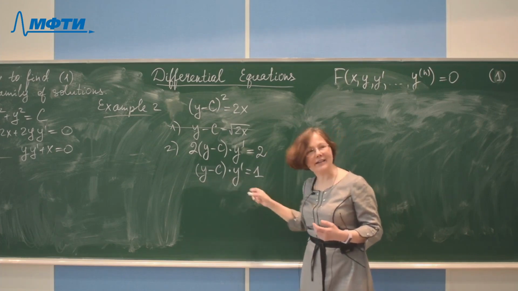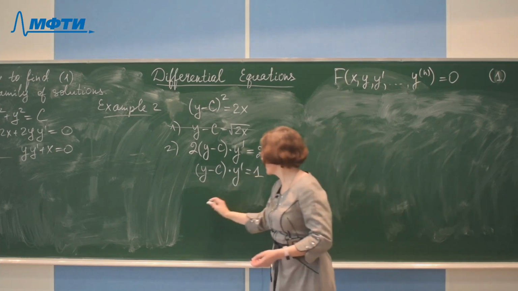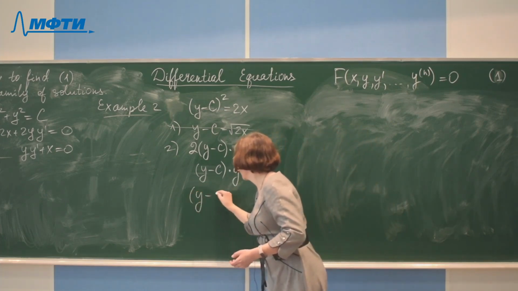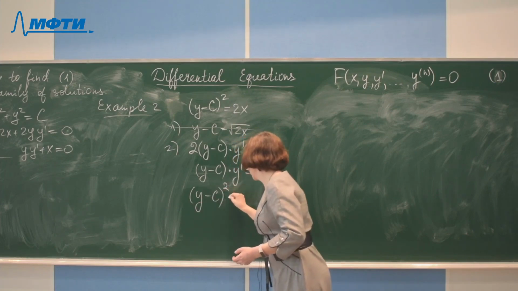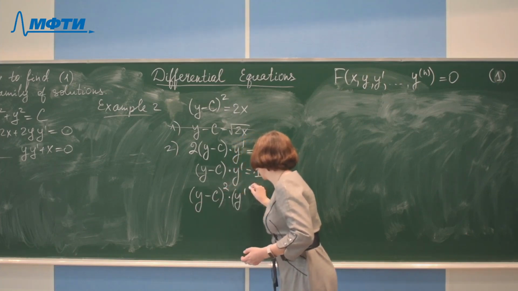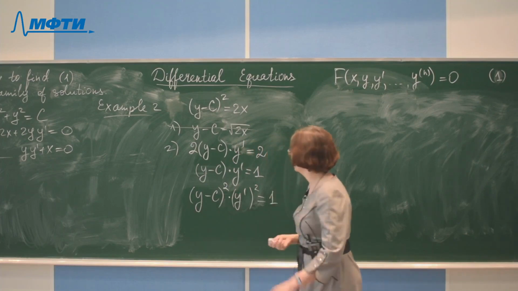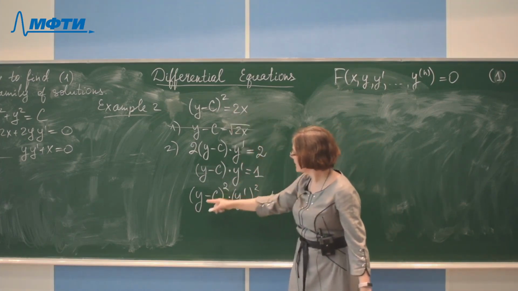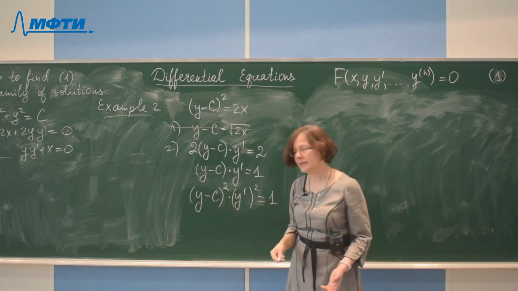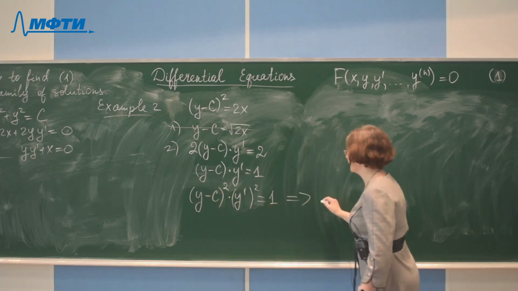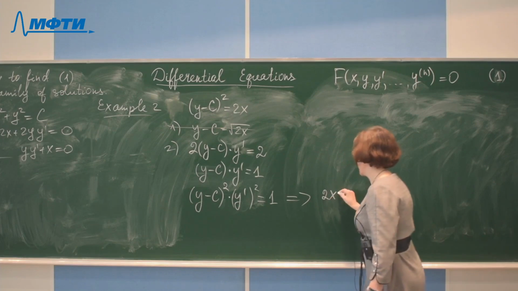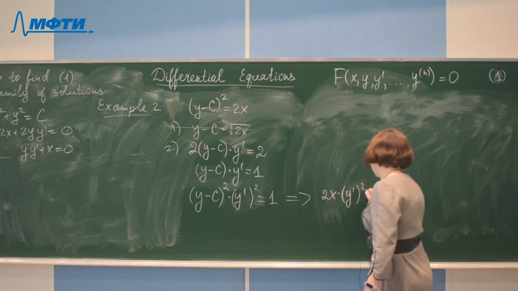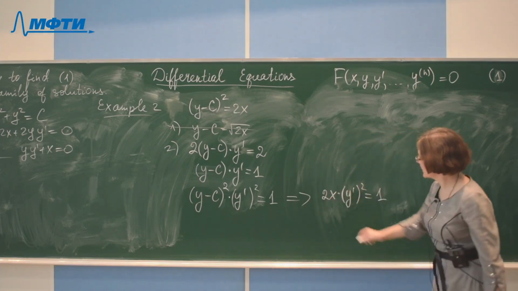Let's square both parts. (y minus c) squared times y prime squared equals 1. And then we can substitute 2x for (y minus c) squared. And so we get the following: 2x times y prime squared equals 1. So this is the answer.